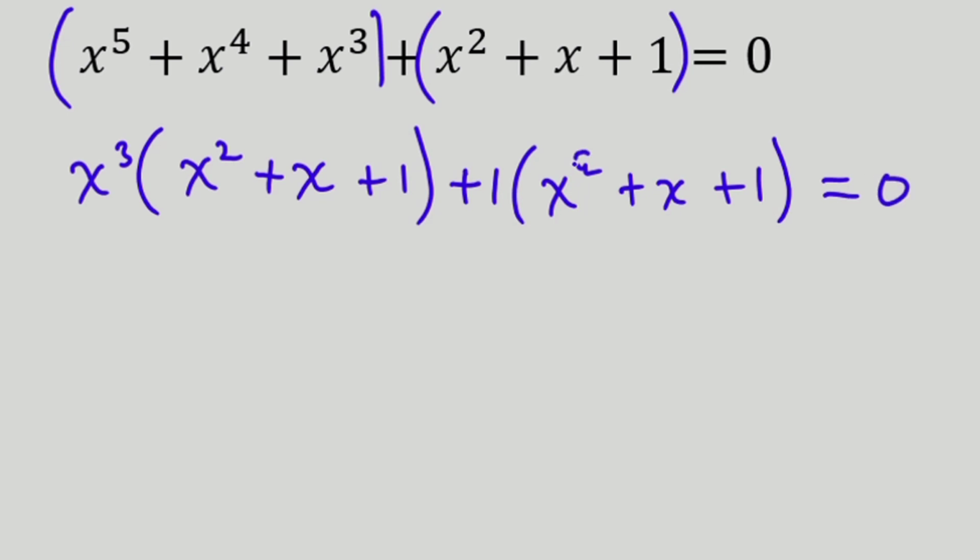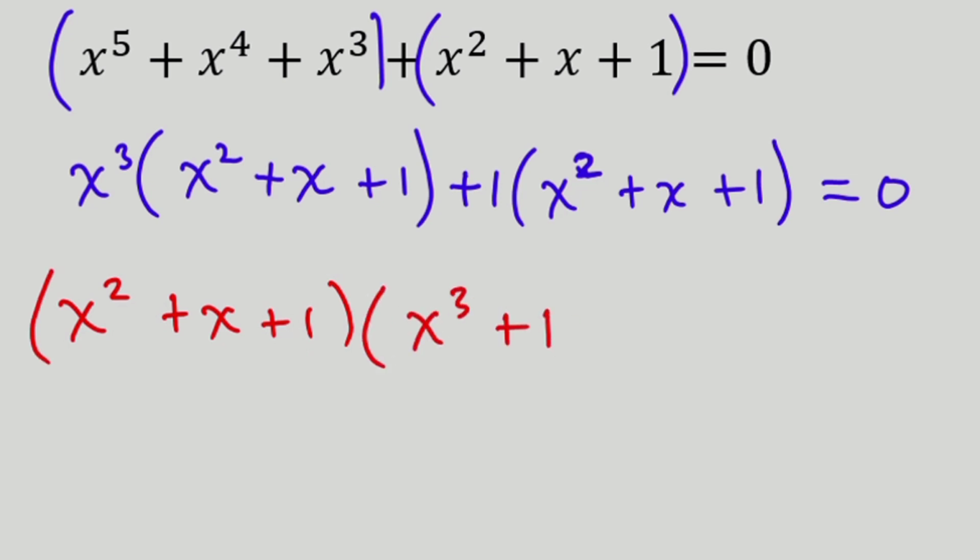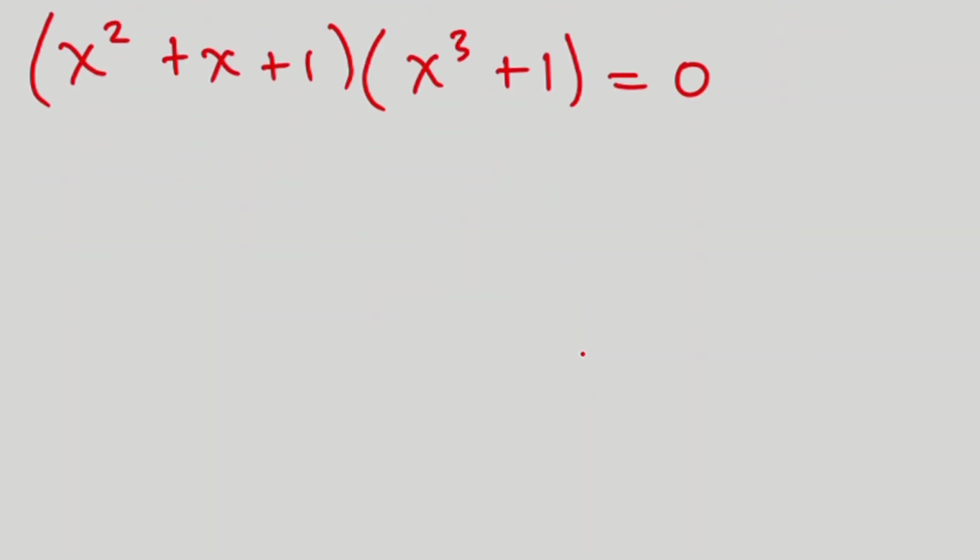Actually, my 2 is disappearing, so let me write it well. Great. And now we can see that x squared plus x plus 1 is common, so we have to also take it out. We're going to have x squared plus x plus 1. Then the inside we are left with x cubed plus 1, and this is equal to 0. Are we done factoring this? No, because inside this parenthesis we can also factorize it.